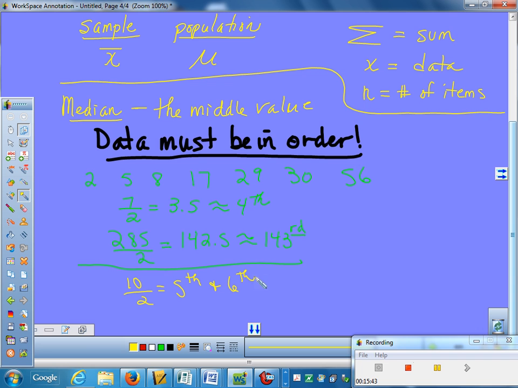So if it's even, you divide by 2, take that number and the next one. Here's where it'll fall. So if I tell you you have 2,400 numbers in your set of data, where is the median of 2,400 numbers? Divide by 2, so it'll be the 1,200th and the 1,201st. That's where you'll find it.